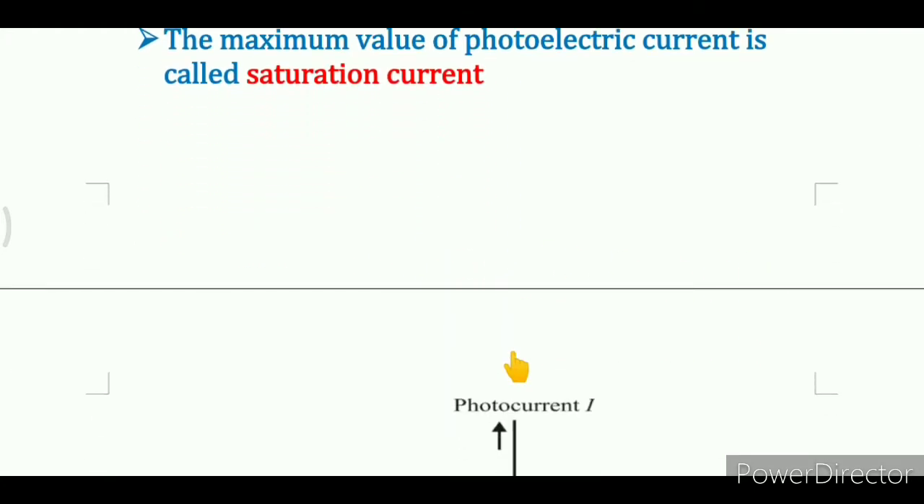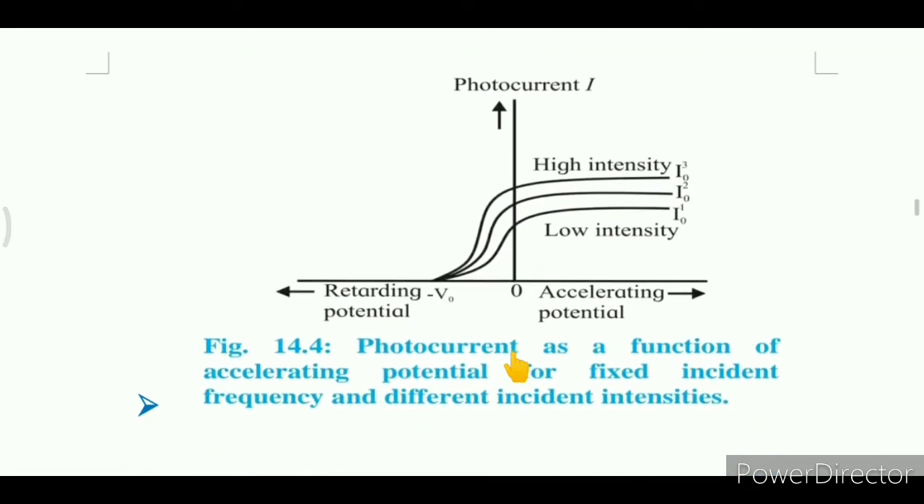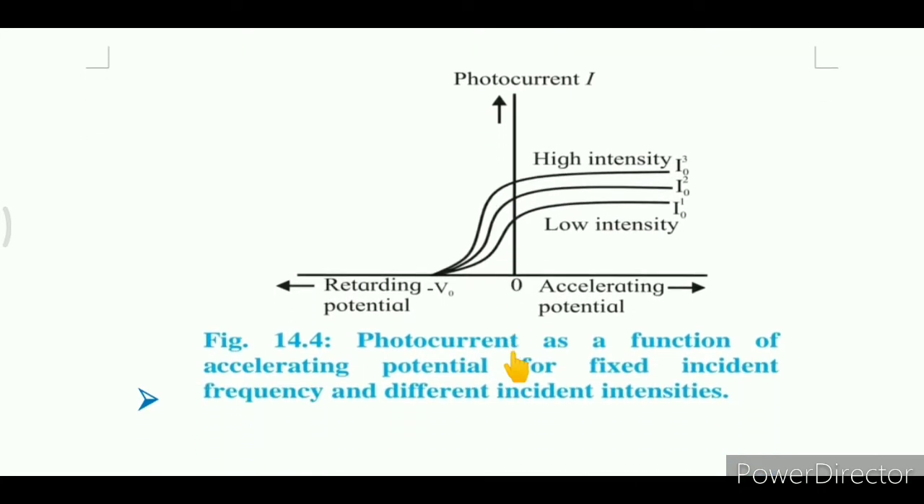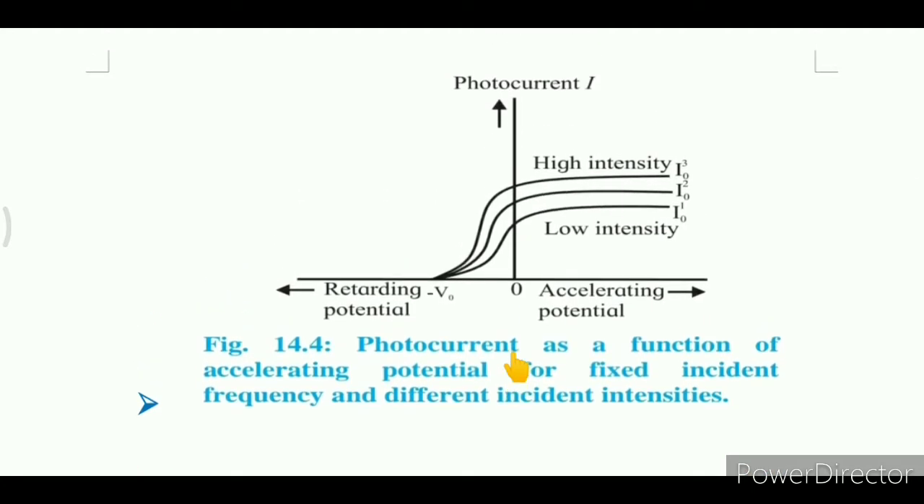Okay, and hence this is to be observed by means of the graph. Also we can show this: as we increase the positive potential, the photoelectric current also increases, and after that we get the saturation current.